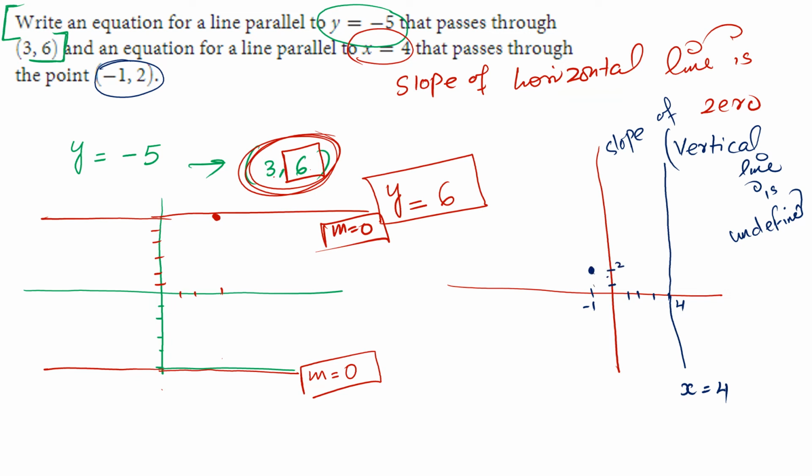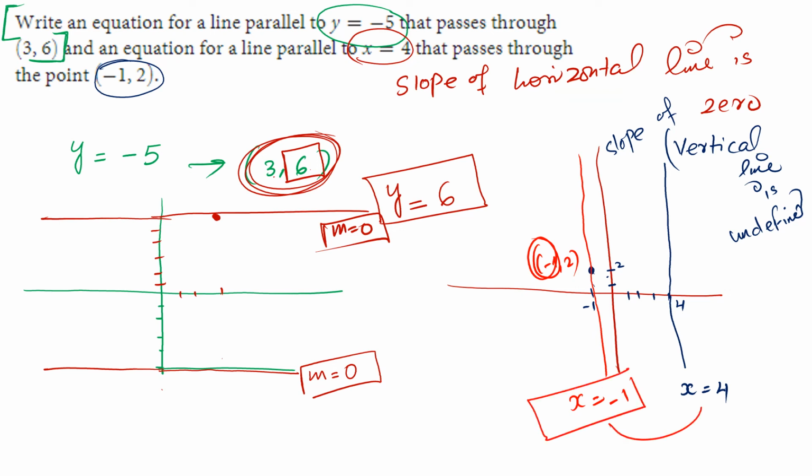Now draw a line that is parallel to x equals 4. So the parallel line will be like this, because we have to make a vertical line. So no need to write anything else, just write what the coordinates are. The coordinates are -1 and 2. So x equals what? x equals -1. So this is the line that is parallel to x equals 4.